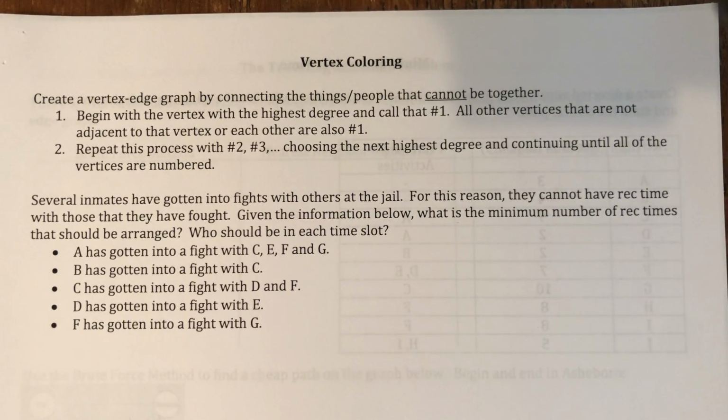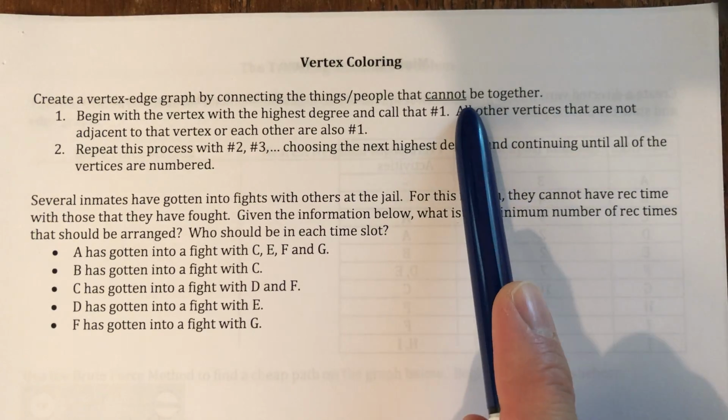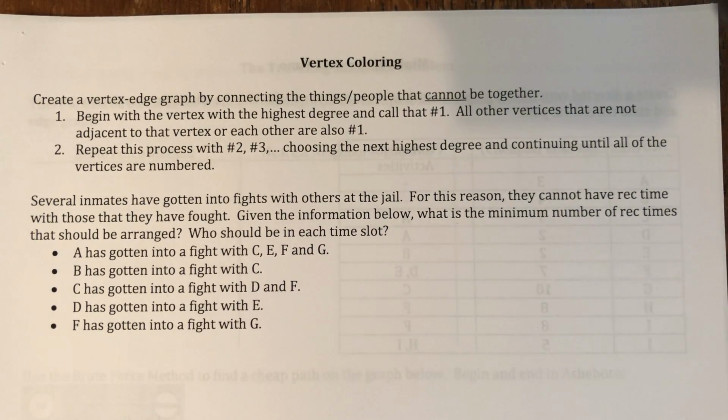Let's do some vertex coloring. We're going to create a vertex edge graph by connecting the things that cannot be together, and that's going to help us figure out who should be together. And here are some basic directions.